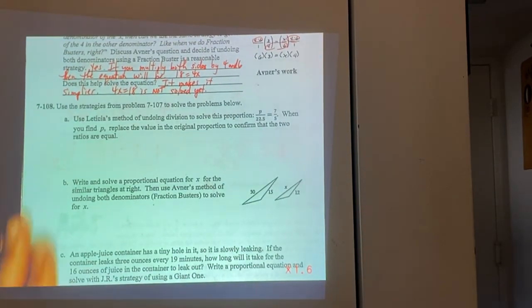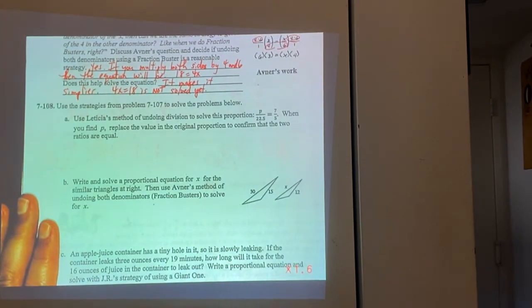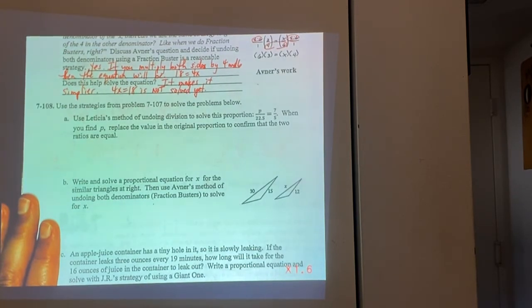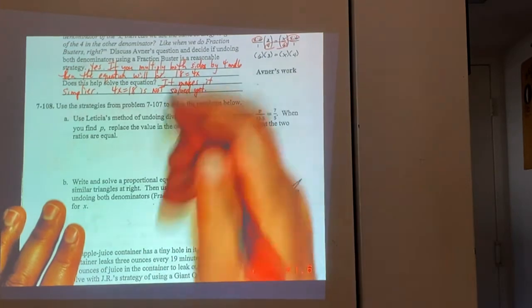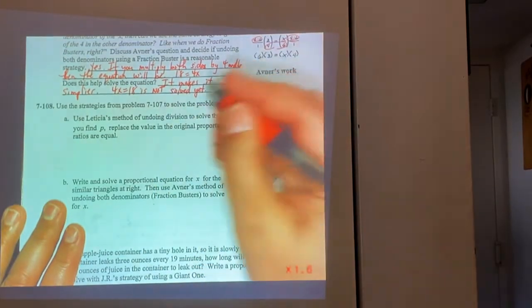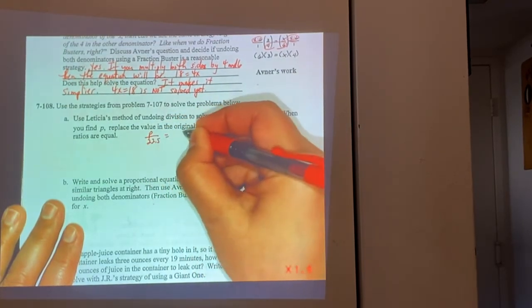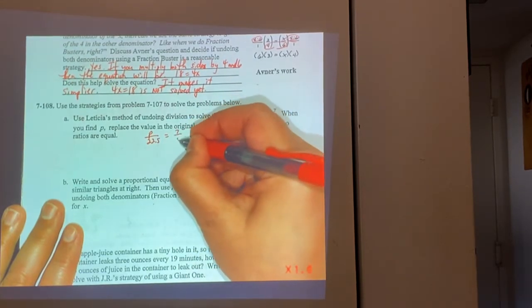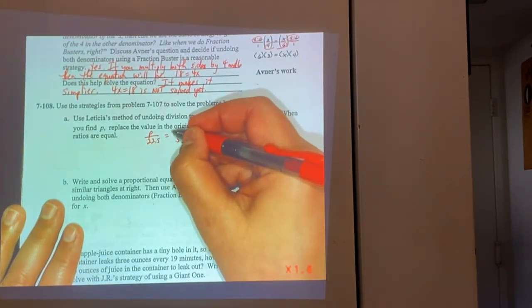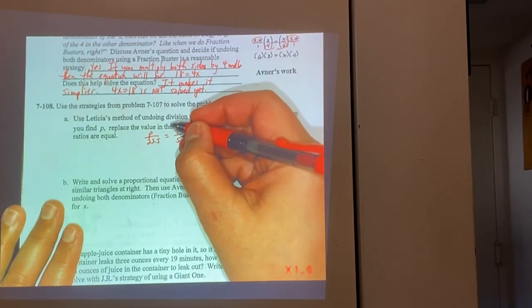Okay, A. Use Letitia's method of undoing division to solve the proportion. When you find P, replace it and confirm the two ratios are equal. Okay, so Letitia had this: P over 22.5 equals 7 over 5. So, what do I want to do?